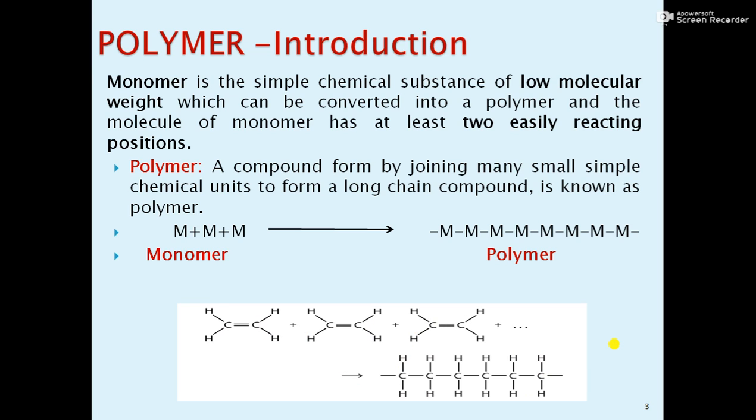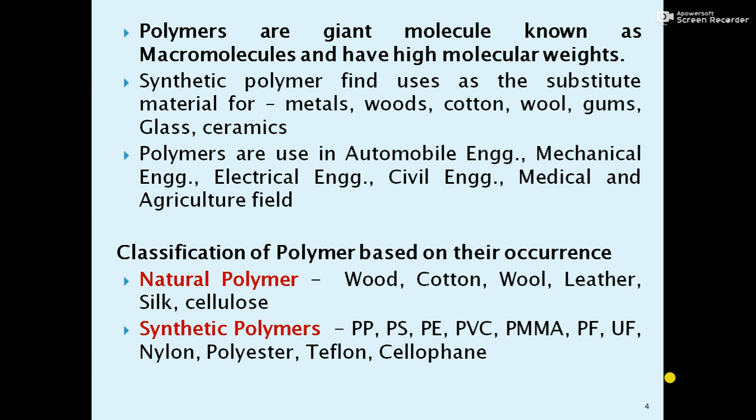Now next, polymers are very giant molecules with very high molecular weight, that's why they are called macromolecules. There are so many uses of polymer. Synthetic polymers find their uses as a substitute for different materials like metals, woods, cotton, wool, gums, glass, ceramics, all of which can be made from polymers. Polymers are used in automobile engineering, mechanical engineering, electrical engineering, civil engineering, medical and agricultural, and there are so many other fields in which polymers are used.